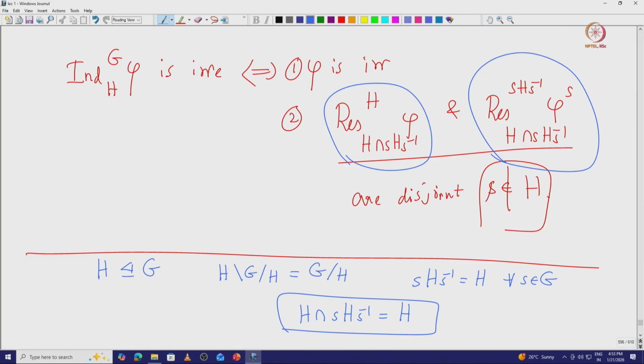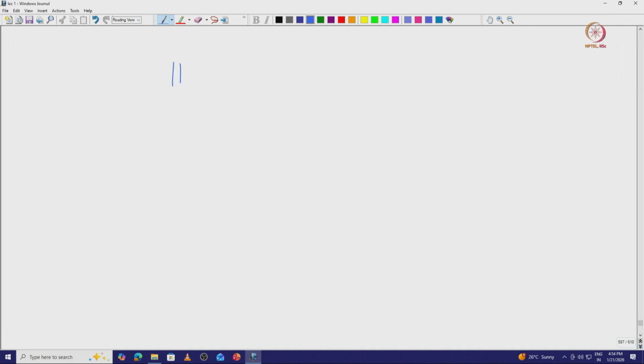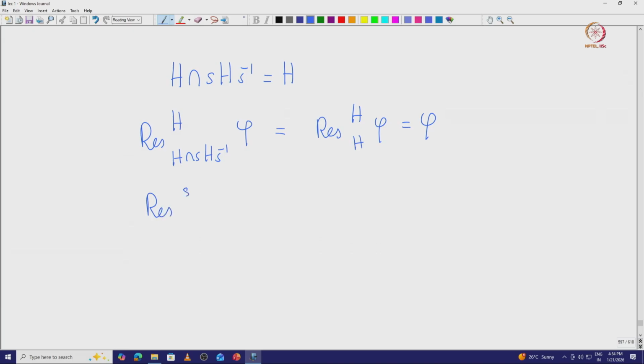So, what happens in this case? All you have is that H intersection SHS inverse becomes H. So, basically the restriction of phi from H to H intersection SHS inverse is exactly the restriction from H to H, so it is exactly phi. Similarly, the restriction of phi S from SHS inverse, which is H, to H intersection SHS inverse is going to be exactly phi S.